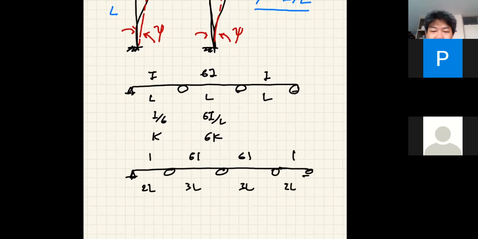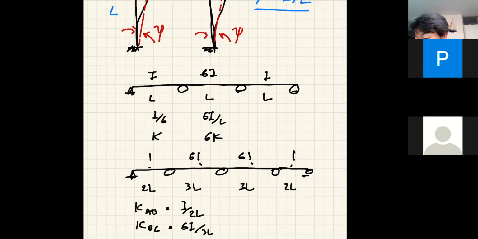I'm not going to write down A, B, C, D, but naturally you should assume that this is member AB, BC, CD, and DE, right? So K_AB in this case is I over 2L. You can go ahead and use that, it doesn't hurt. K_BC is 6I over 3L, or 2I over L.